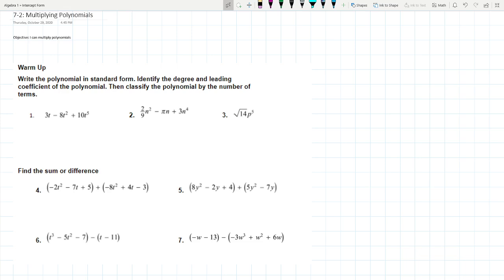This is 7-2, multiplying polynomials. Your objective is that you can multiply polynomials. To start off, we're going to be doing the warm-up. If you haven't done this yet, go ahead and take a moment and complete that. We are going to be moving on, though.